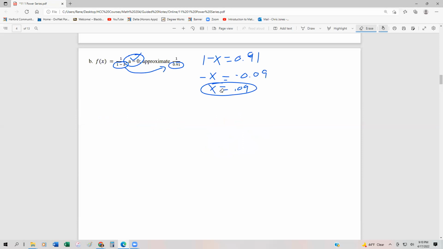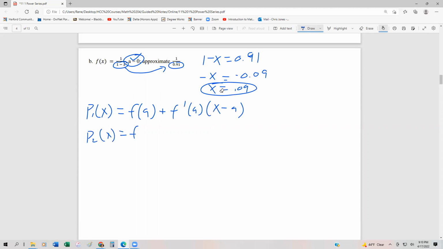Definitions of our polynomials. Remember, p sub 1 of x, our linear polynomial, is going to be f at a plus f prime at a, x minus a. And then p sub 2 of x is the exact same thing as p sub 1, except we're going to add the second derivative at a over 2, x minus a squared. And remember that a equals 0, so that's going to make this pretty easy when we find both.